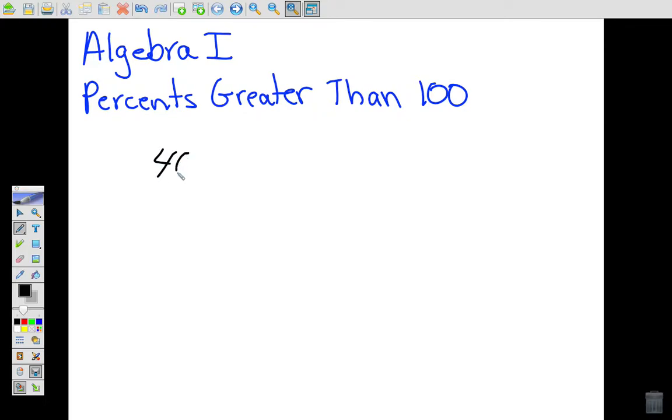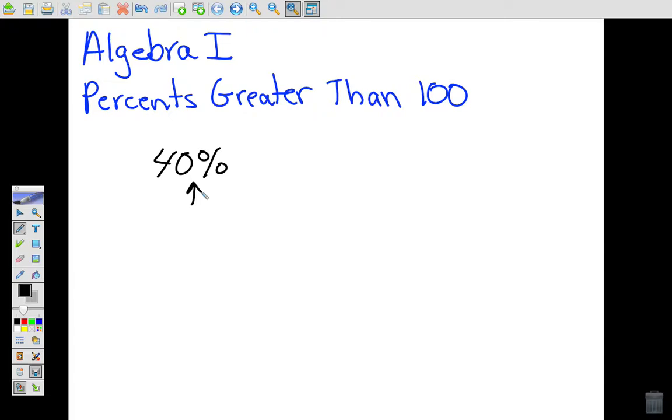If I have 40%, you've learned in the past that when you work with percents, you've got to be able to change percents to decimals and decimals back to percents. And let's talk about how you do that. Now, in 40%, we know the decimal is to the far right. In a whole number, the decimal point is to the far right. So how do we change a percent back to a decimal?